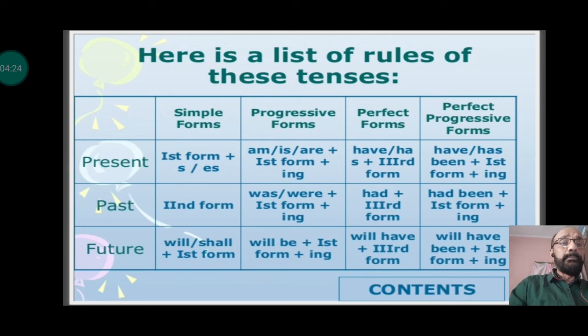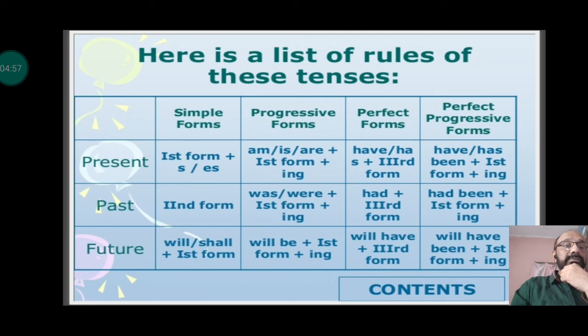And perfect progressive form, if it is present, then it's have or has. Then we add been plus the first form of the verb plus ing, the participle form of the verb. Similarly for the past and similarly for the future. In future, will or shall is added. In progressive, will is followed by be.